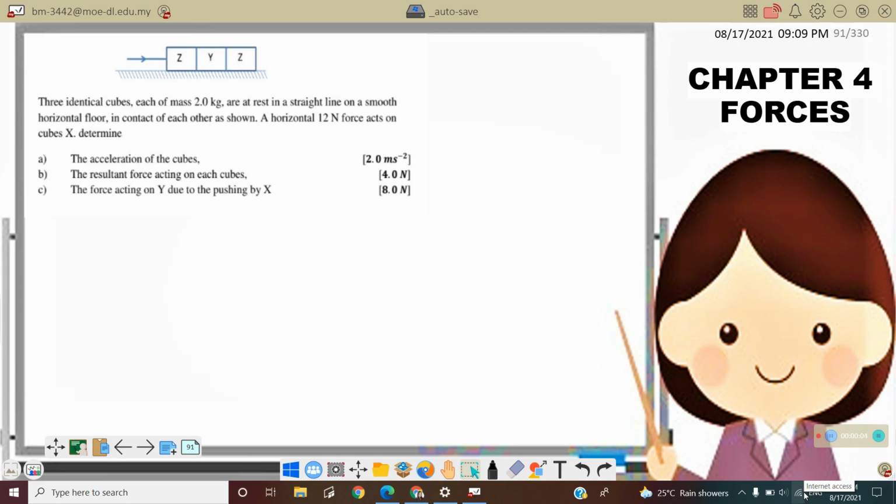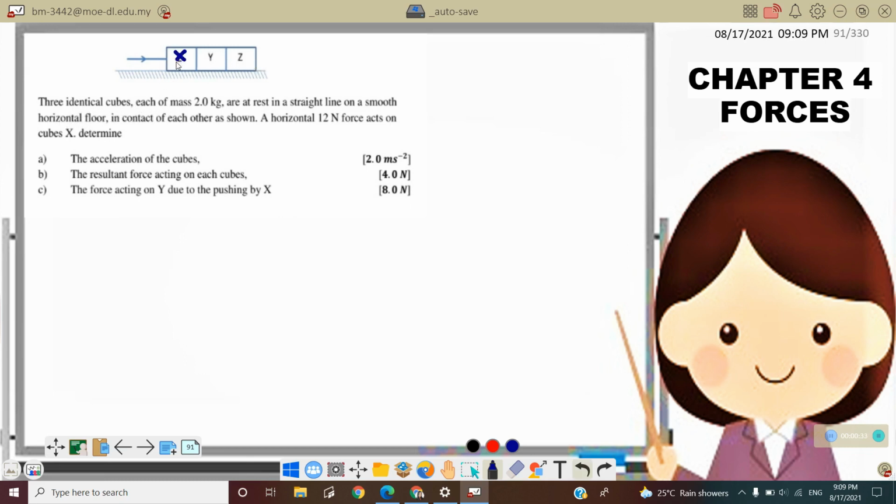Today we will discuss chapter 4, forces. In this video we are going to discuss subtopic 4.2 part 3, where we will discuss question number 12. Here we have 3 identical cubes, all identical, meaning the same size, same weight, same mass. So here are 3 identical cubes X, Y, Z.